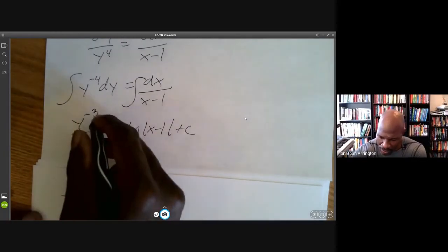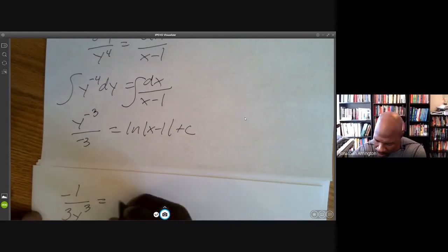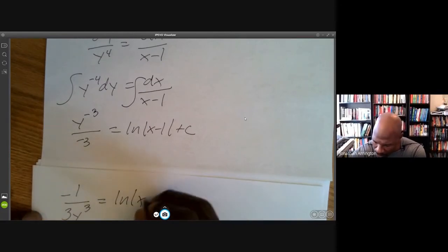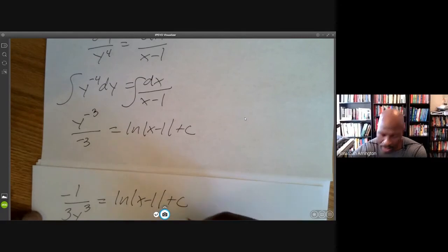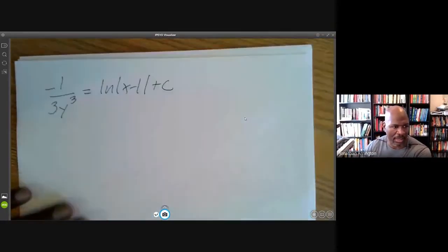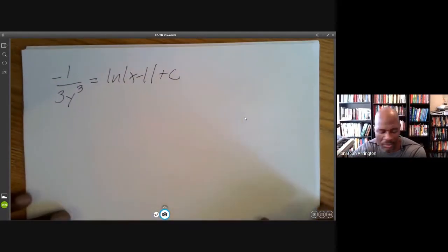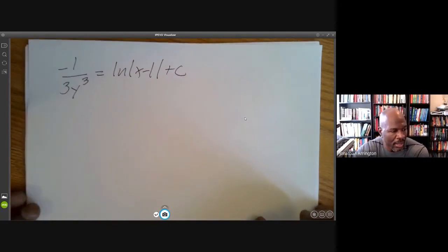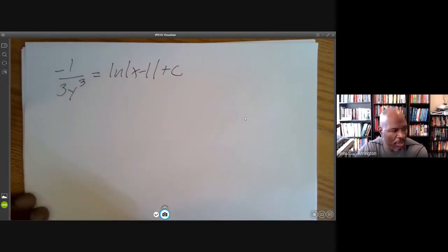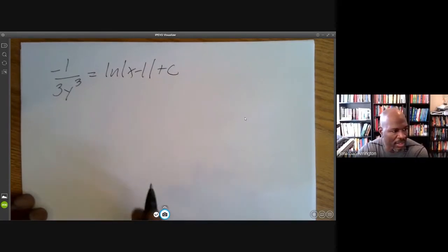And I'm going to move this y to the negative 3 down here and make it positive y cubed at the bottom. And that's going to equal ln x minus 1 plus c. All right. So after I integrate and it's simplified fairly nicely, I like to find the value of c right after I integrate. Some people would put it in y equals form and then find c. I find it more advantageous to find c right after I integrate and the function is looking okay.